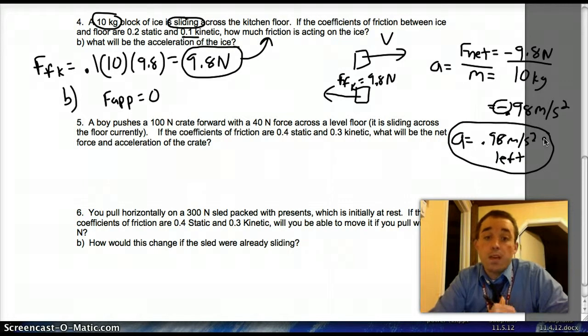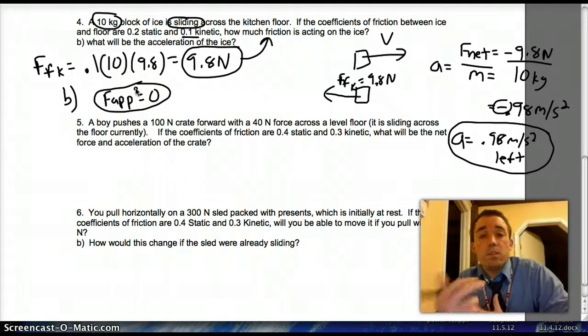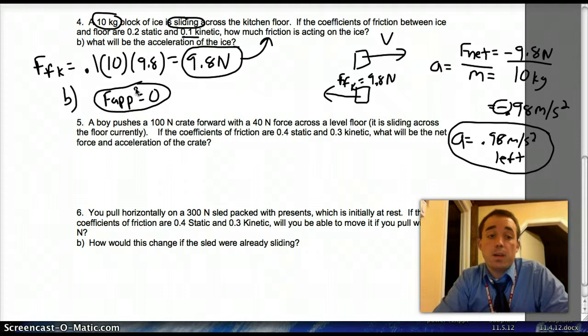I assumed that my applied force is 0 because the problem doesn't mention anything about it. If it doesn't mention it, you can assume that. So hopefully 1 through 4 have helped. Look out for the next video coming up shortly for questions 5 and 6.